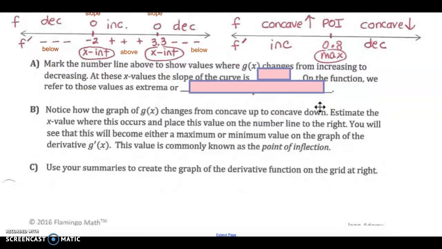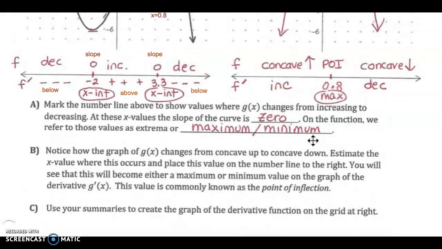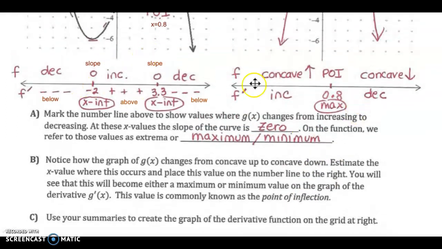And then let's just fill in these blanks really fast. This was telling us kind of how to do it. Part A says to mark the number line above to show the values where g of x changes from increasing to decreasing. At these x values, the slope of the curve is 0. Okay, and then on the function, we refer to those values as extrema or max and min values. So we've already talked about that, and you can read those. It kind of gives you another explanation of what everything means.